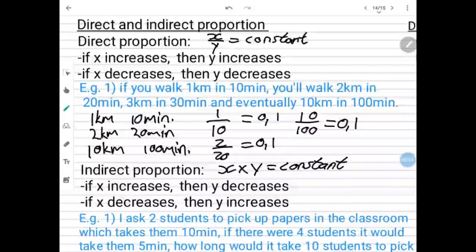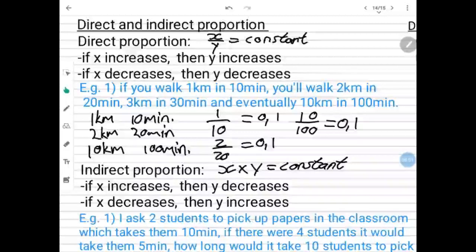Right. Okay, and with directly proportional, we divide. With indirectly proportional, we multiply. So if x increases this time, then y decreases. The one goes up, the other one goes down. If x decreases, then y increases. So if the one goes down, then the other one goes up. So it's the opposite of each other.